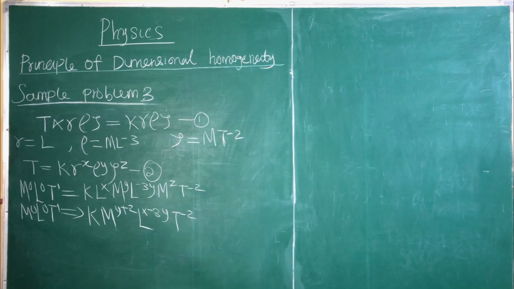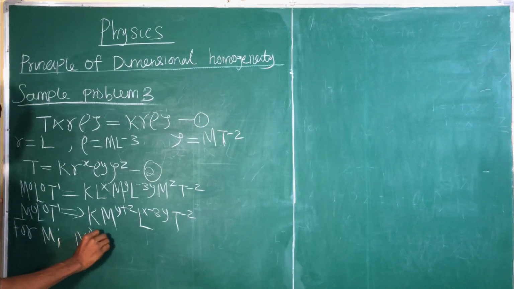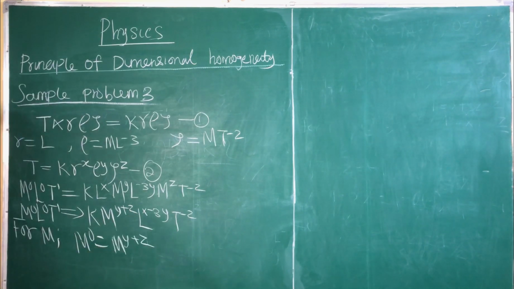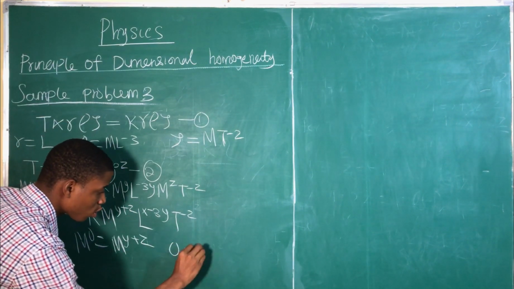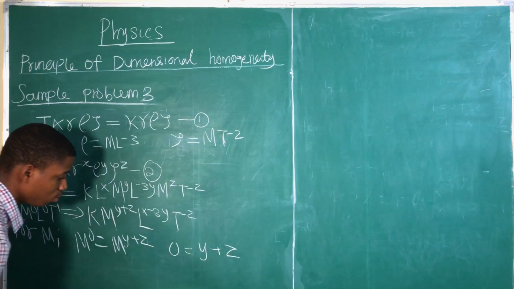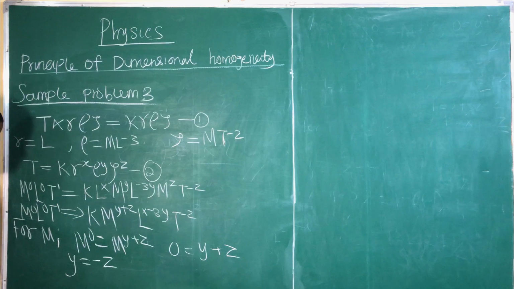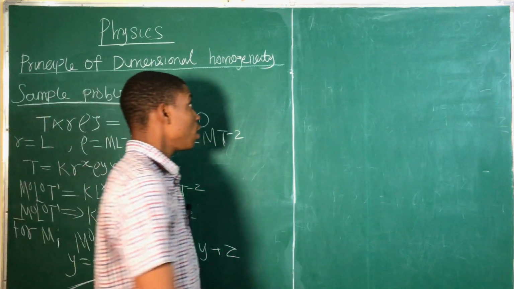So the next step, let's consider Y. For M, we have M0 is equal to M to the Y plus Z. So therefore, we can say that 0 is equal to Y plus Z. In turn, Y is equal to negative Z. So take note of this. We have a first case.